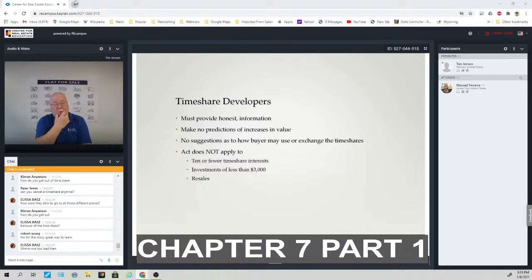Timeshare developers, when selling timeshare units, must provide honest information to the purchaser. They cannot make any predictions of future increase in value, though they mostly do. They must make no suggestions how the buyer may use or exchange the timeshares, because it's very difficult to do. And it does not apply to 10 or fewer units, or investments of less than $3,000, or on resales of timeshares.